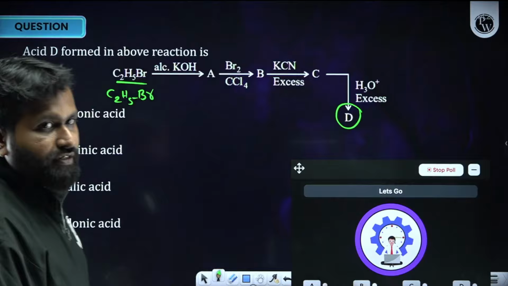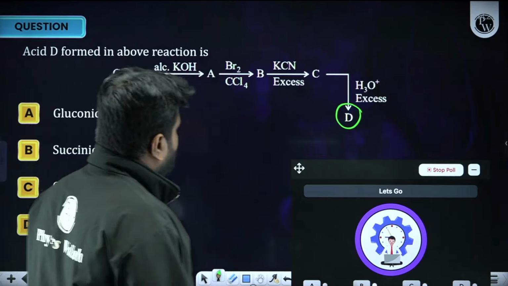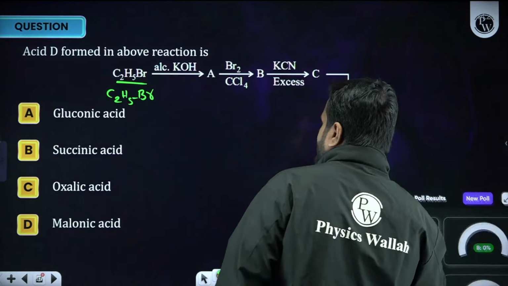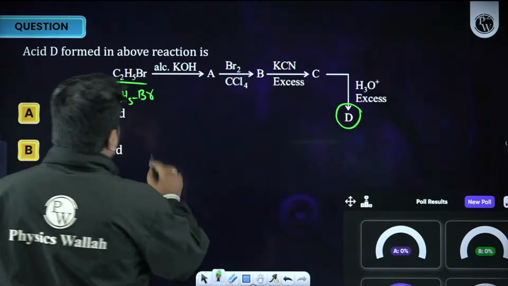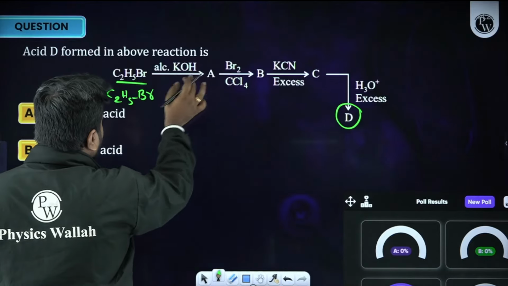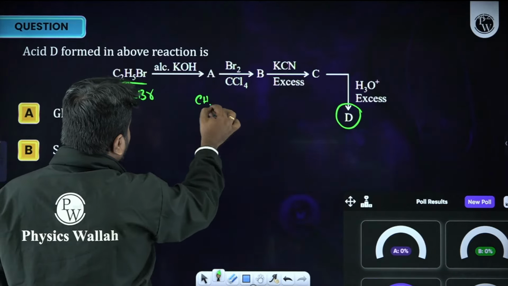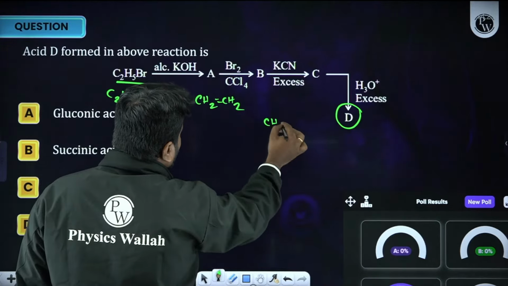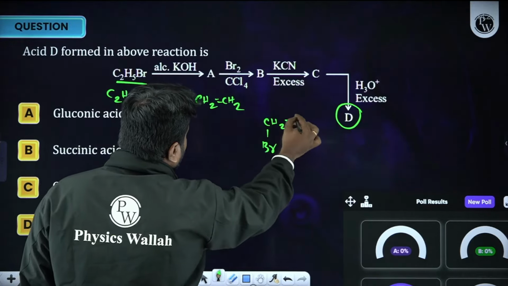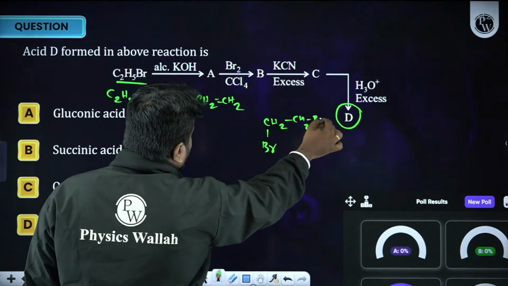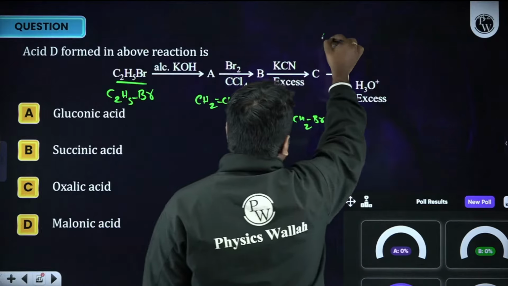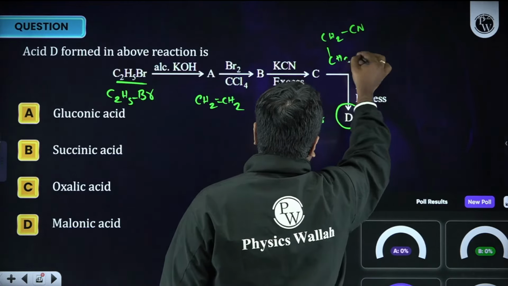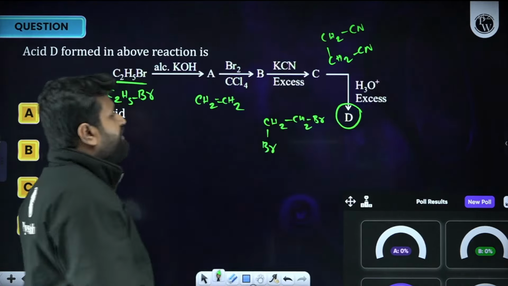Option C, sir. Everyone is sure? No, the correct answer is option B. We will be getting succinic acid. If I treat with alcoholic KOH, alpha-beta elimination, I will be getting an alkene. Bromine in the presence of CCl4, I will be getting a dibromo product. If I treat with KCN, now what exactly will we be getting?